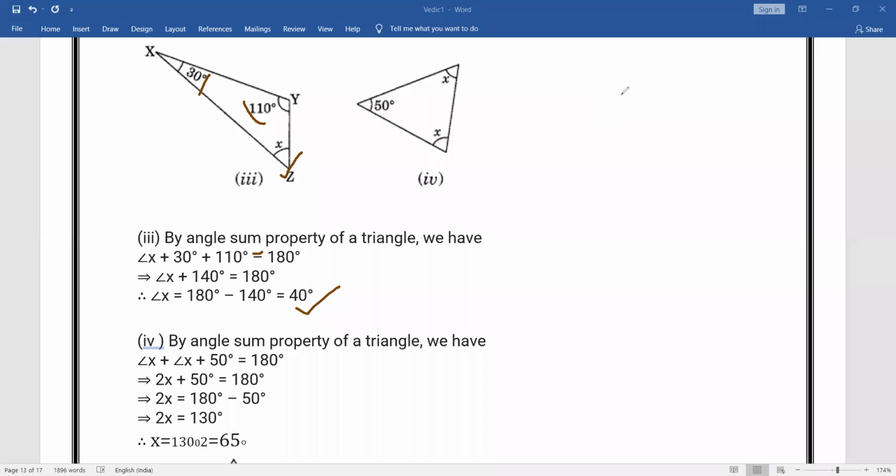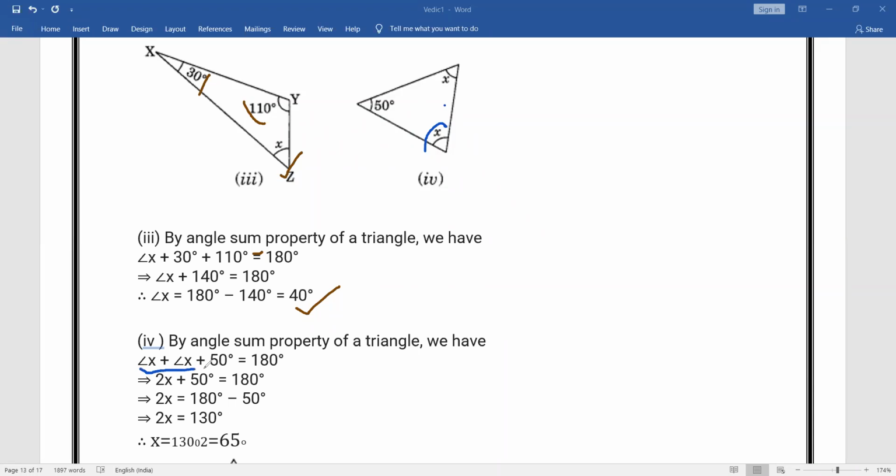Now see, there is some change in question number 4. Now see what is the change. Here, two angles are unknown. Just see what are the two angles that are unknown. It is also x, and this x also you have to find out. Both x you have to find out. So what we will do, whatever is the value of x is the value of both angles, because both are same. So just see how we are writing it.